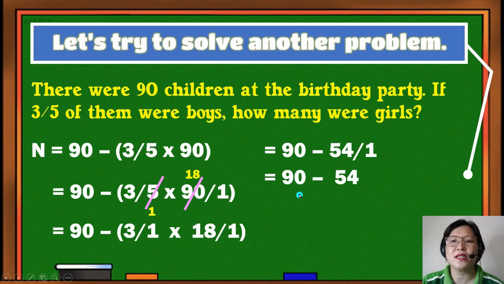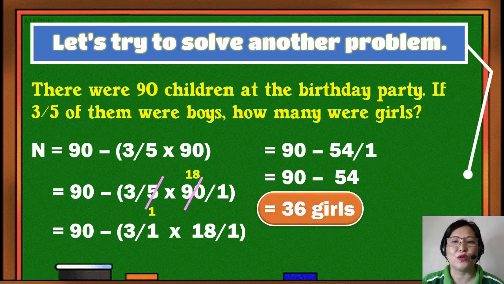So now we can subtract 54 from 90, or 90 minus 54 equals 36 girls. So if there are 54 boys, there are 36 girls for a total of 90 children. So what does that mean? 3/5, which represents the boys, is equal to 54. And the number of girls is 36. Okay, do you know that there is another way of solving this problem?